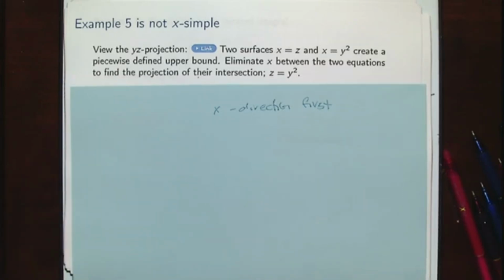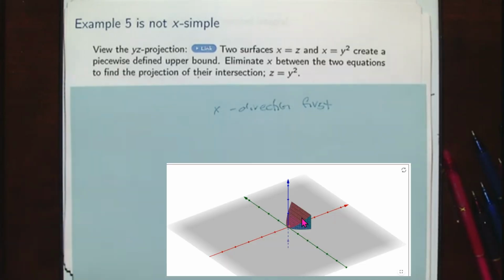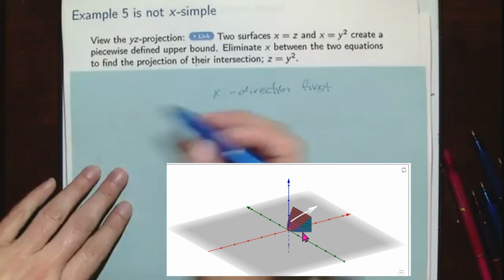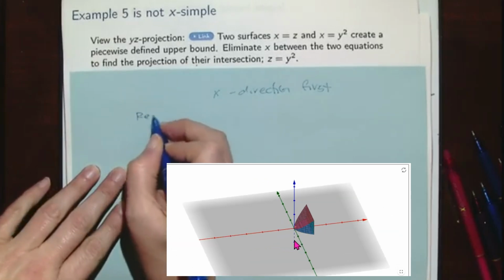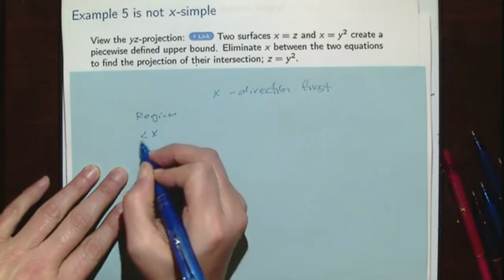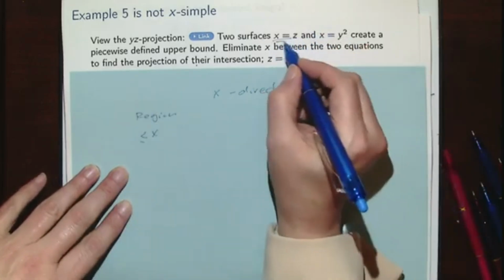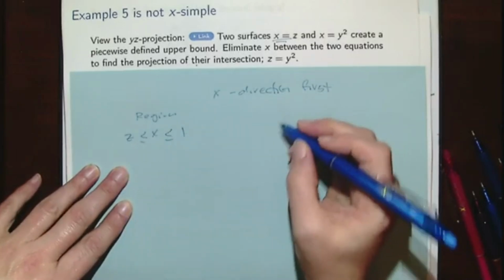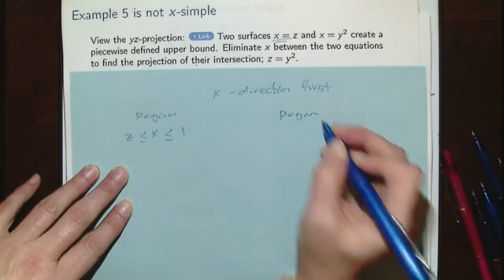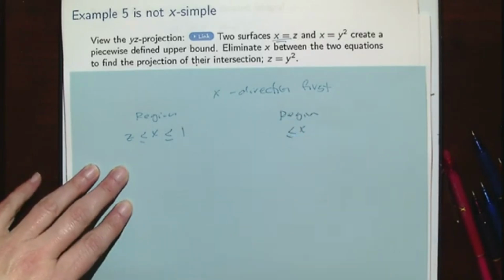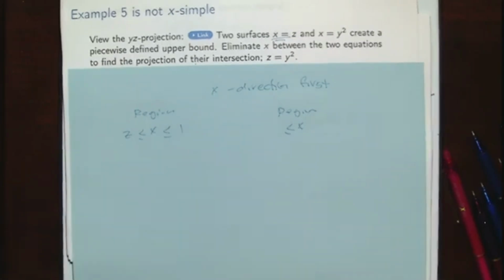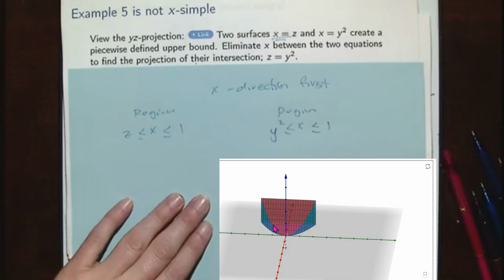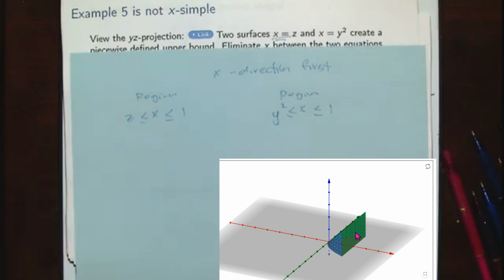In the X direction, when I draw an arrow, I could go from this surface to X equal to 1. There is the region where X starts from the plane, Z, and then ends at 1. And then there is another region, where X starts at the cylinder, which is X equal to Y squared, and ends at 1. Two regions. Everybody agrees on that.